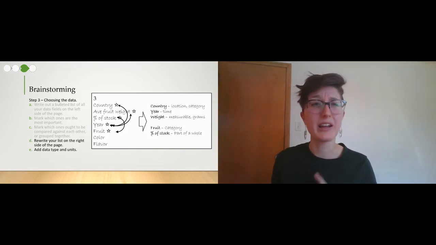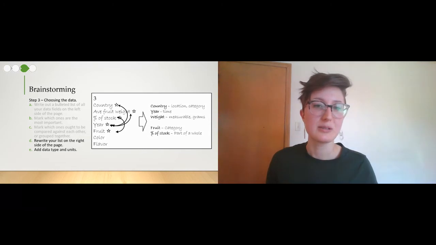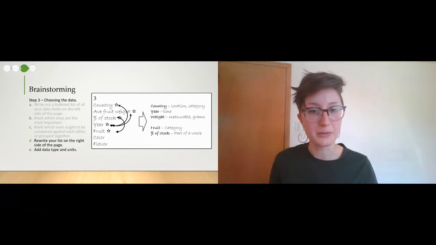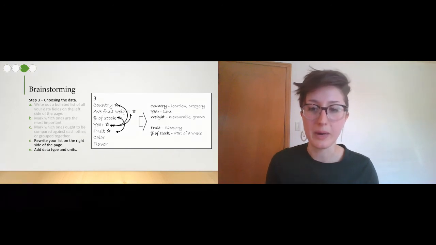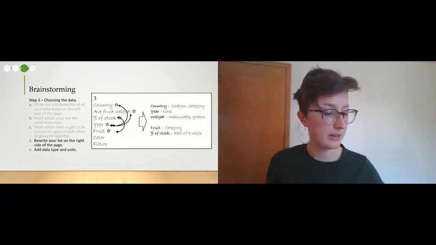And it's important to note, not everything's going to have a unit, not everything's going to have one data type. Like country can be location, it can also be a category. So just keep in mind, you don't have to have a unit and category for every single one of your data fields. It's just to start really thinking about the nature of your data. So I'll just give you another minute for that.